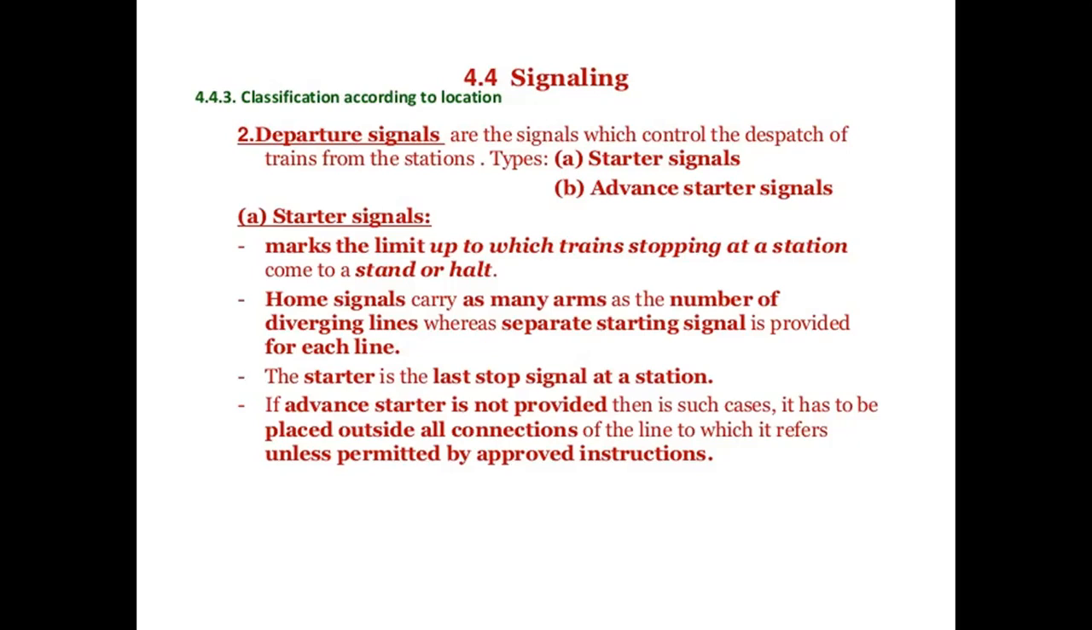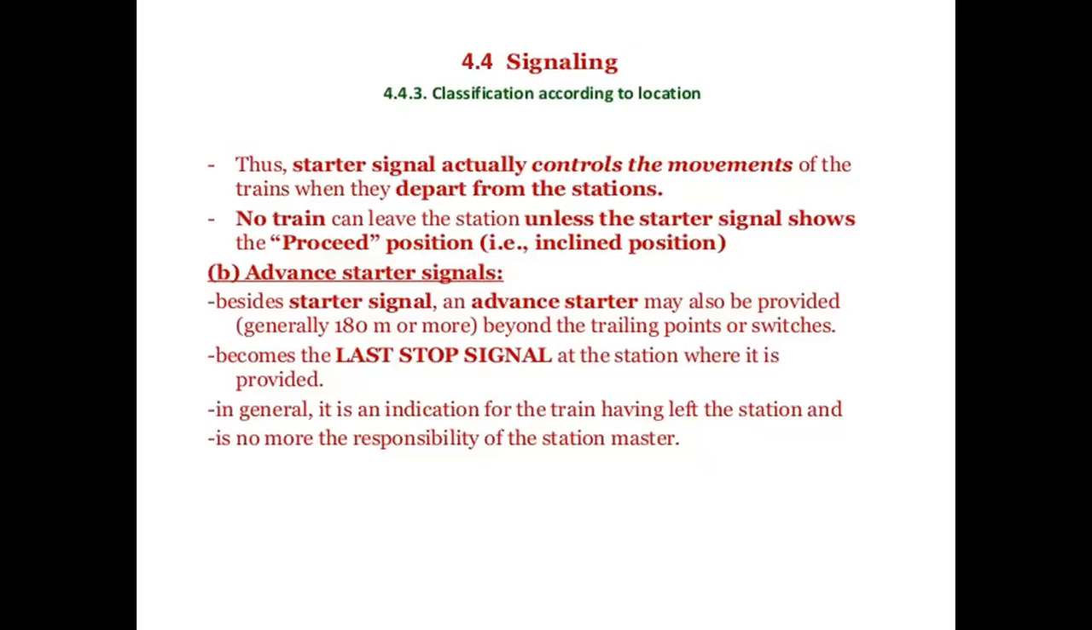These are the starter signals, and the starter signal controls the movement of trains when they depart from the stations. No train can leave the station unless the starter signal shows the proceed position, that is, the inclined position of the lever arm, which indicates the proceed position.